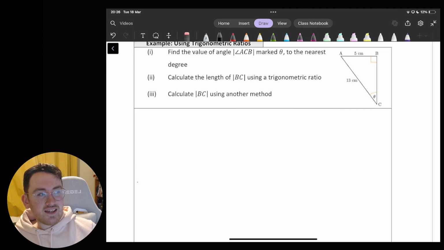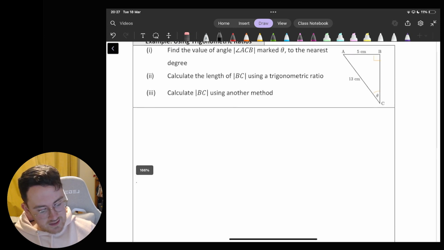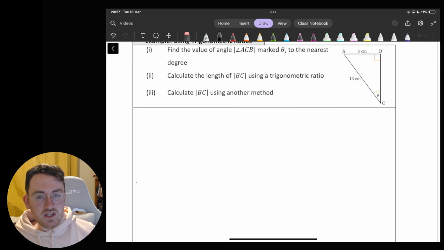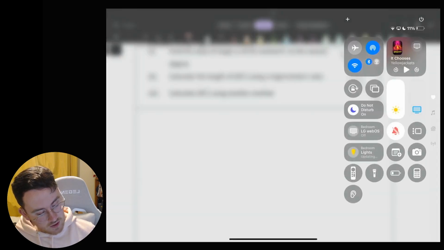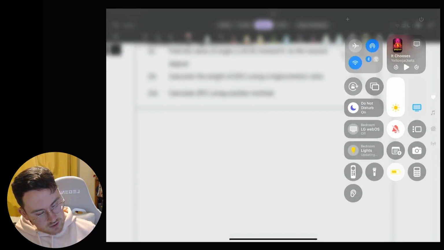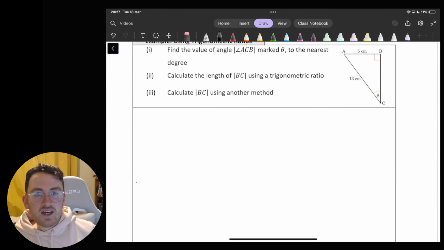Find the value of the angle ACB marked theta to the nearest degree. Okay, so let's look at this first. Calculate the length of BC and then calculate BC using another method. Okay, so we'll work through it step by step. So find the value of the angle ACB marked theta. First of all, I'm going to label my triangle. Find the value of the angle ACB marked theta to the nearest degree.